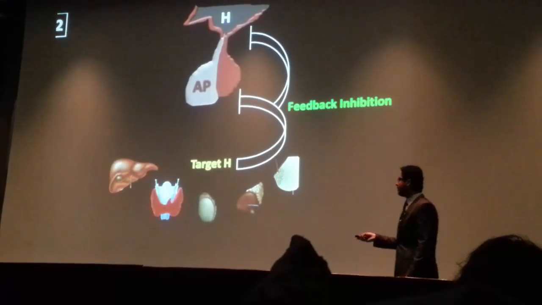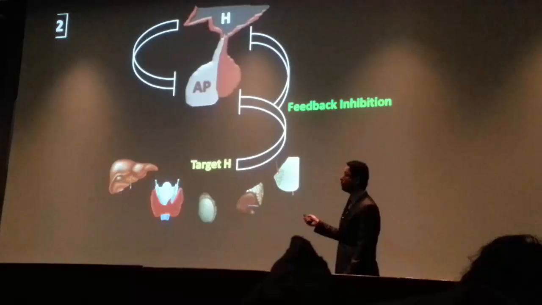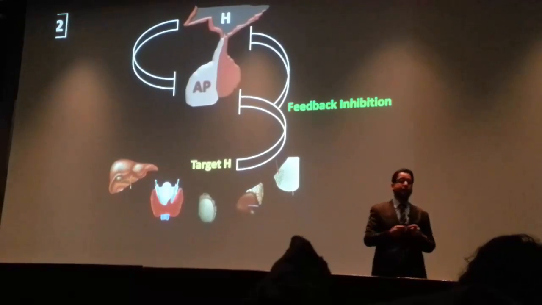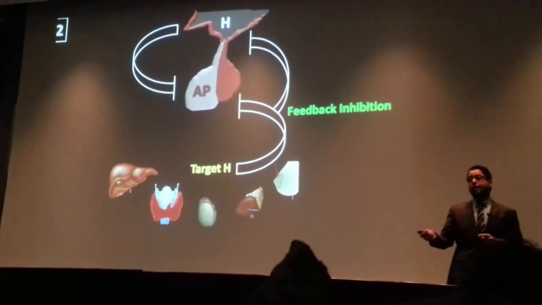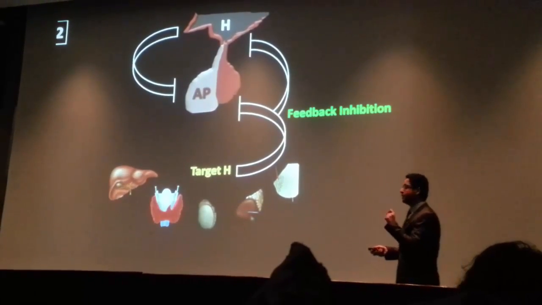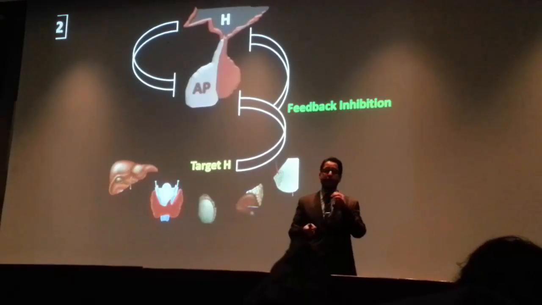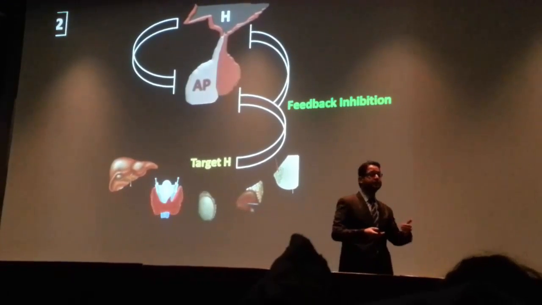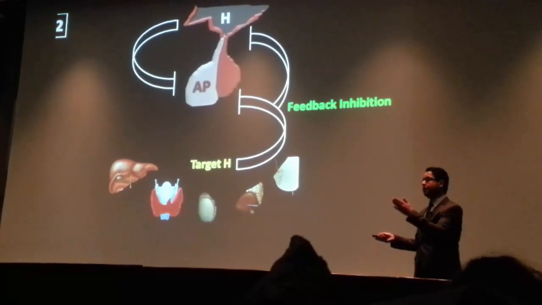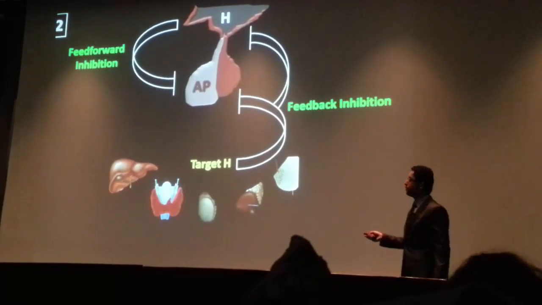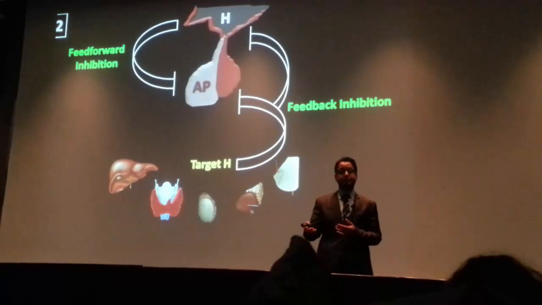Now, another interesting thing about this system is that we might also have another loop of inhibition coming from upstream, okay? Which means that the hypothalamus is not always secreting releasing hormone. It sometimes secretes an inhibitory hormone or a release inhibiting hormone. And that's called the feed-forward inhibition.